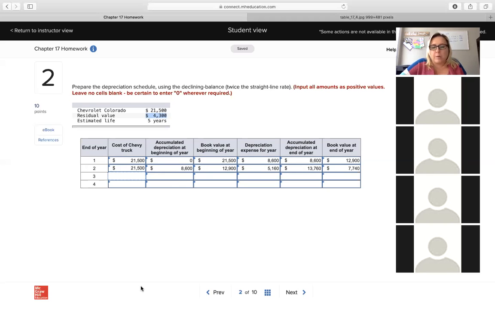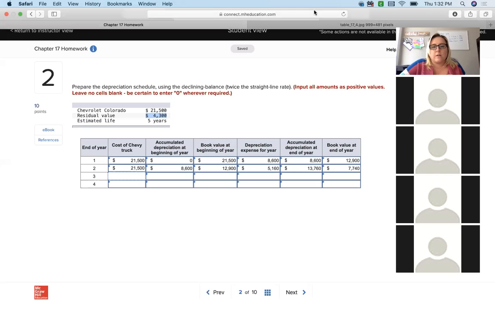There are a couple of problems you can work like this. Make sure you look back at the book. I walk through some of these also in the PowerPoint. So hopefully that helps with the depreciation schedules. Any other questions? All right, I'm going to go ahead and stop.